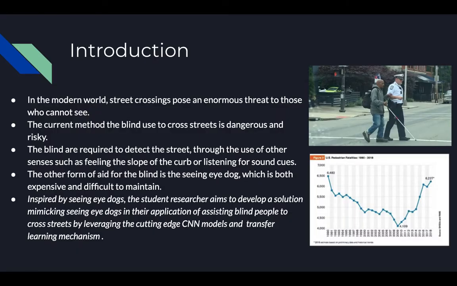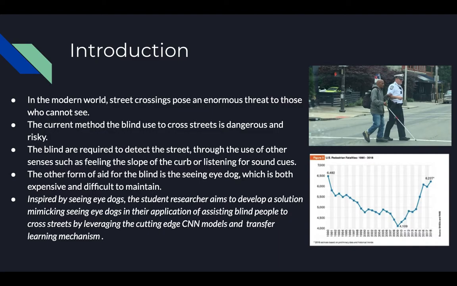In the current world, street crossings pose an enormous threat to those who can't see. The current methods the blind use to cross streets are very dangerous because they either have to detect the street through the use of senses, such as feeling the curb or listening for sound cues, or through getting a seeing eye dog, which is both expensive and difficult to maintain.